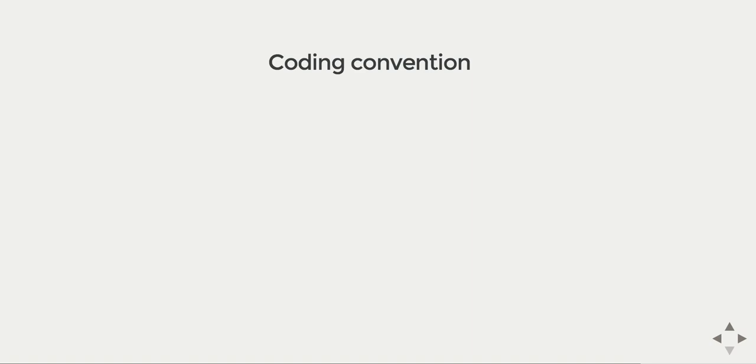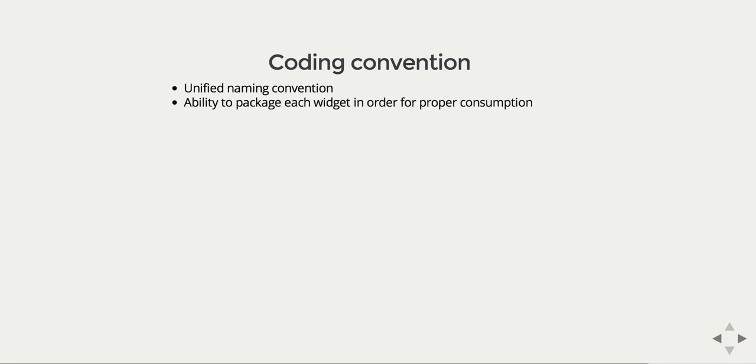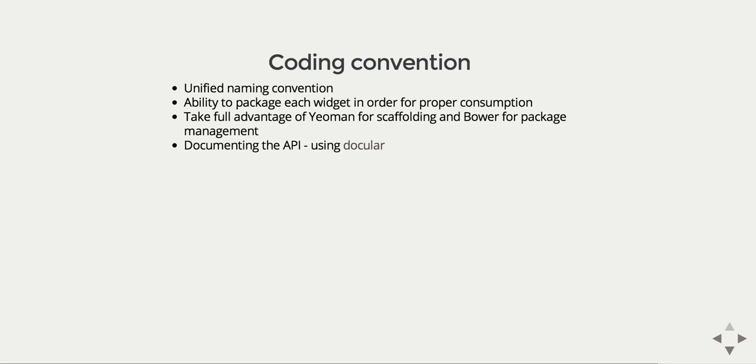If you open it up, you knew where all the different functions were and what those functions actually do. So naming was very important for us. Unified naming convention, ability to package each widget in order for proper consumption. And we took full advantage of Yeoman for scaffolding. This is actually old. We didn't use Bower for package management, and I'll explain a little bit why. But we did do a lot of documentation of the API using Docular.